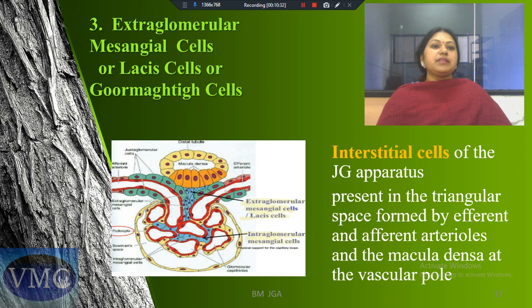Now we are coming to the third important component of the juxtaglomerular apparatus. They are extraglomerular mesangial cells, or Lacis cells, or Goormaghtigh cells. So here in this picture you can see the afferent arteriole, efferent arteriole, the macula densa. In between them we have the interstitial cells. These cells present outside the glomerulus are called mesangial cells, extraglomerular mesangial cells, or Lacis cells, or Goormaghtigh cells. They are the interstitial cells of the juxtaglomerular apparatus present in the triangular space formed by the afferent and the efferent arterioles and the macula densa at the vascular pole.